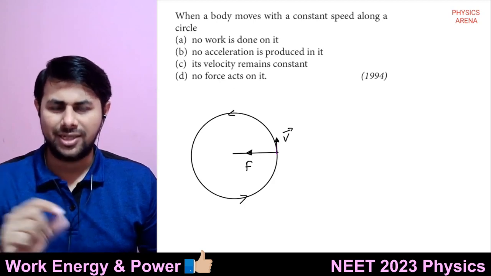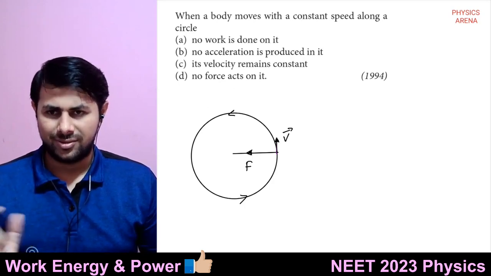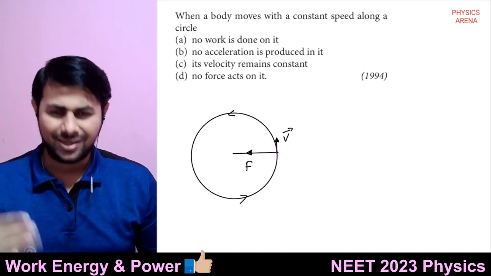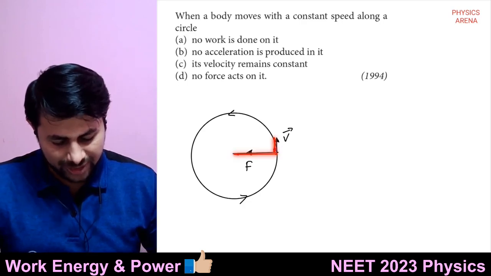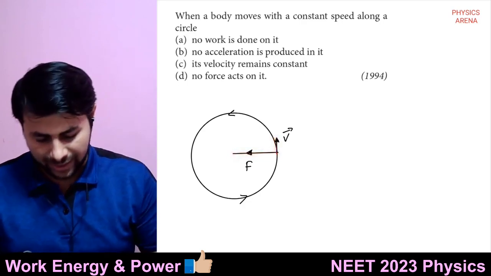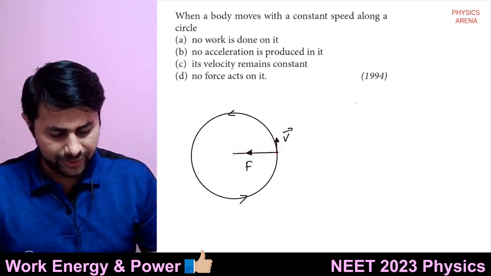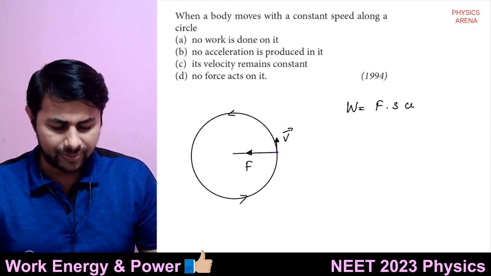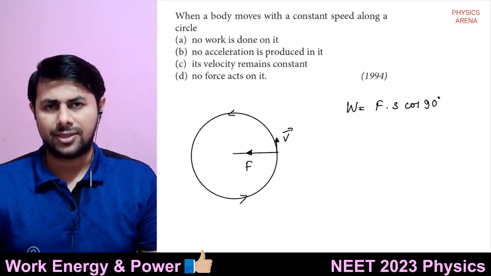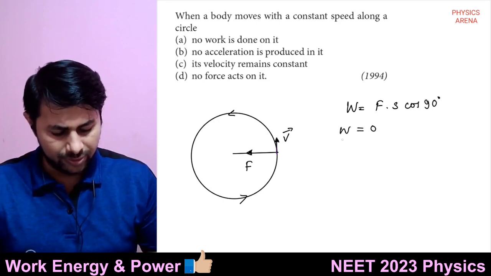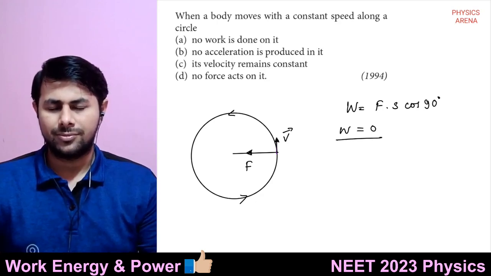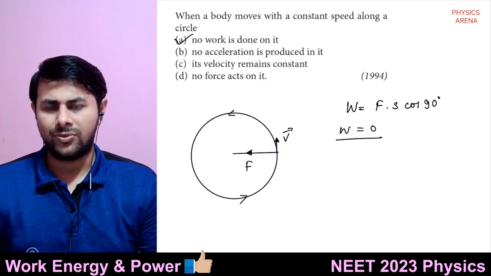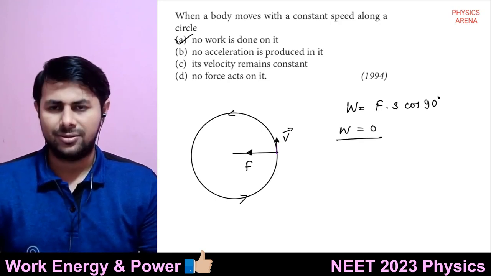Okay, if you consider any small displacement, at each and every point, the force and displacement are at an angle of 90 degrees. Okay, so work done is equal to what? F into, consider any small displacement S multiplied by cos of 90. Cos 90 is 0. So work done is equal to 0. Okay, so therefore no work is done on that object.